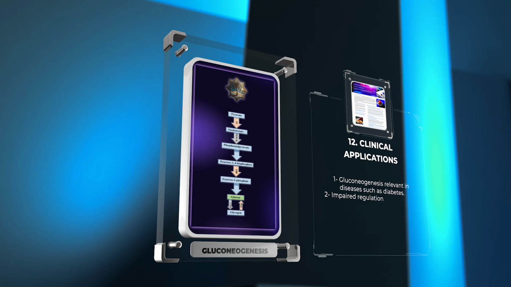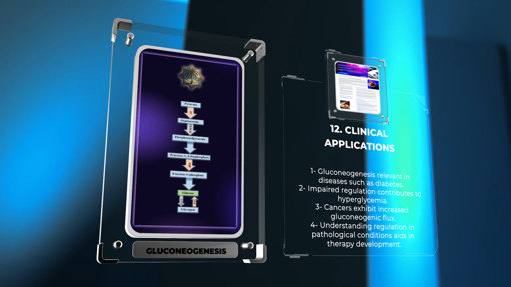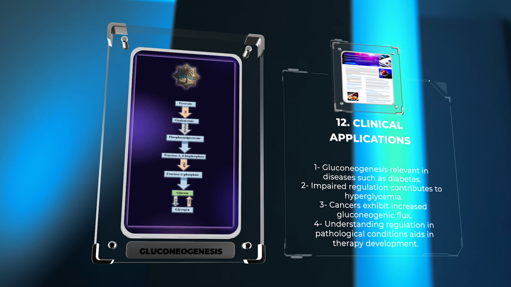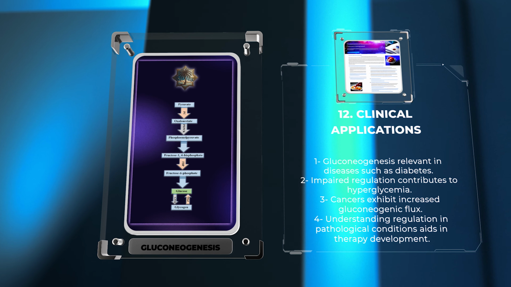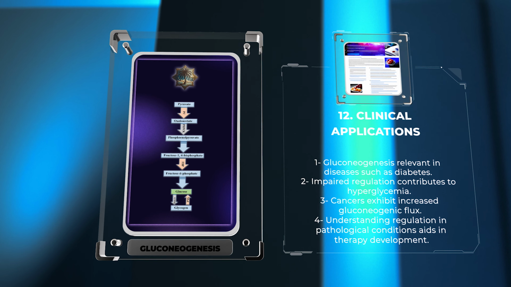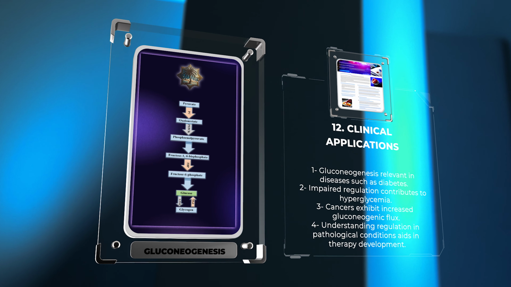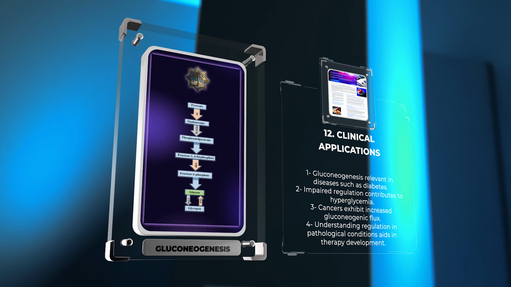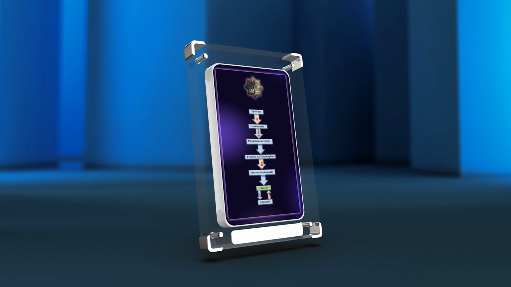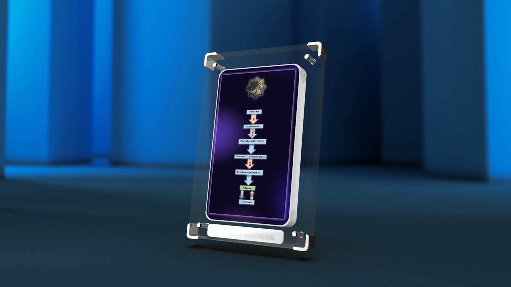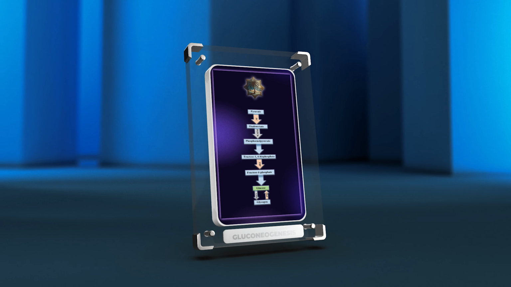Gluconeogenesis has important clinical applications. It is relevant in diseases such as diabetes, where impaired regulation of gluconeogenesis contributes to hyperglycemia. Additionally, cancers often exhibit increased gluconeogenic flux to meet the high demand for energy and biomass. Understanding the aberrant regulation and utilization of gluconeogenesis in various pathological conditions opens avenues for developing targeted therapies and diagnostic approaches. In conclusion, gluconeogenesis is a remarkable metabolic pathway that ensures glucose availability and plays a crucial role in energy homeostasis.